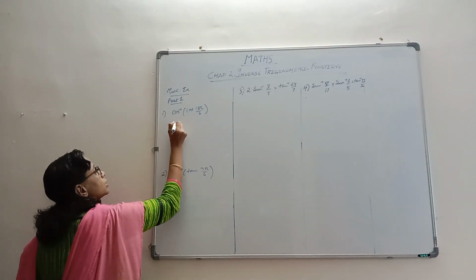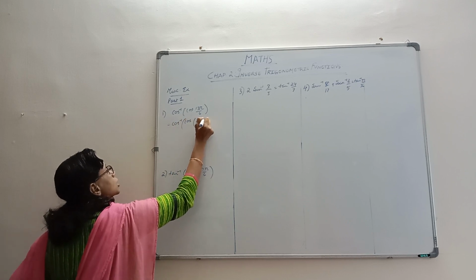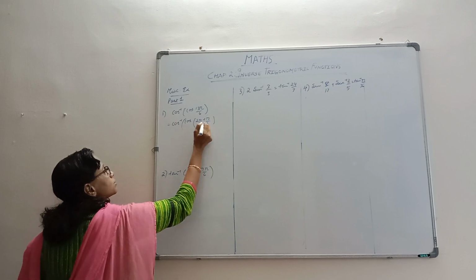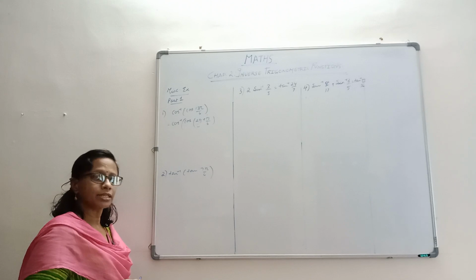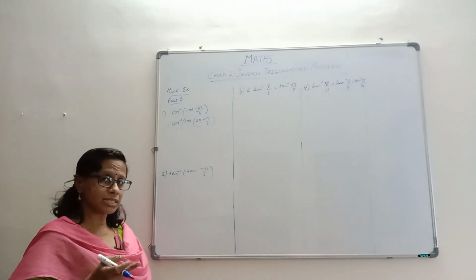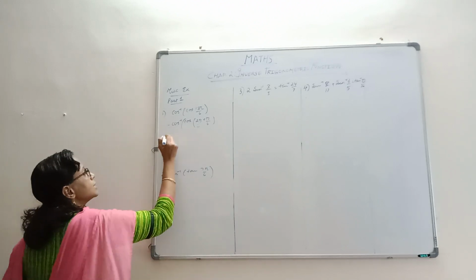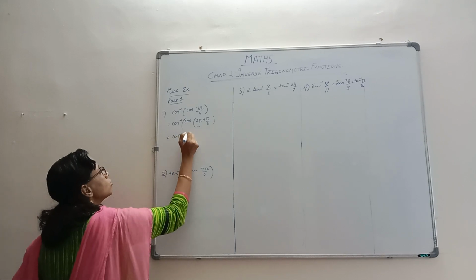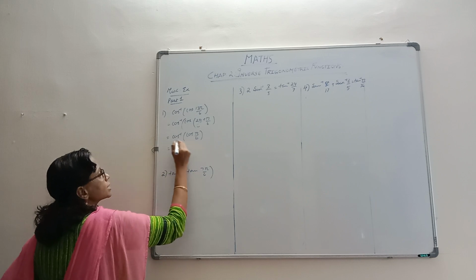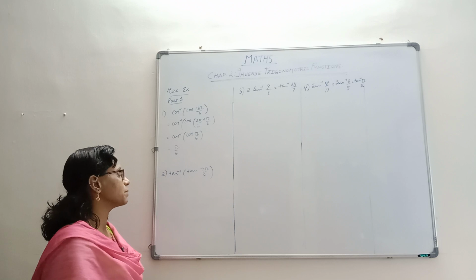Cos inverse of cos 13 pi by 6: no harm if we call it 2 pi plus pi by 6. Why? Because if we equalize into 6 into 6, this becomes 12 pi plus pi, 13 pi by 6. Now when we write it as 2 pi plus theta, it is lying in the first quadrant, and in the first quadrant everything is positive. So this becomes cos inverse of cos pi by 6. Now it is in the principal branch, so the value is pi by 6. That's it.